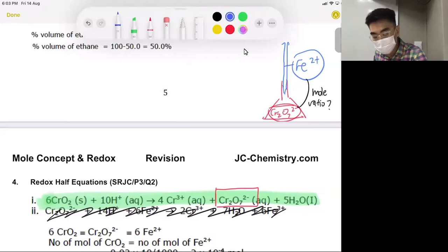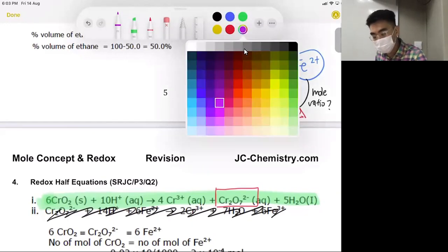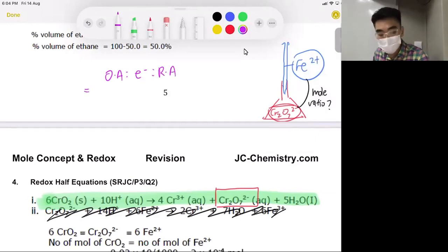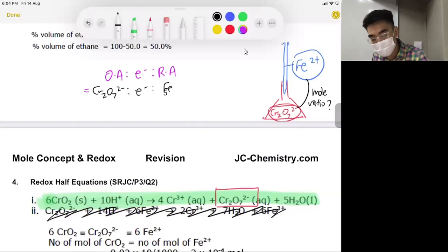I will just show you this working first, and this will probably form the foundation for the next few questions to come. Let me write this down better: OA, electrons, RA. What I'm trying to show here is the arrangement of the data booklet. The data booklet left hand side is always the OA. Electrons, RA is always on the right hand side. Who is your OA here? Your OA here is your Cr2O7 2-. Your RA is your Fe2+.